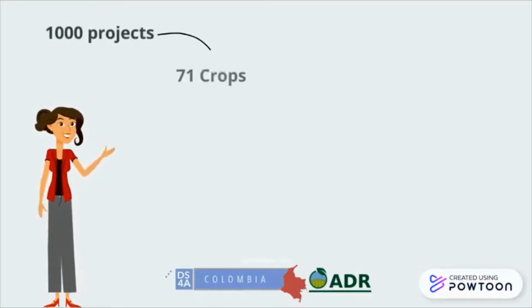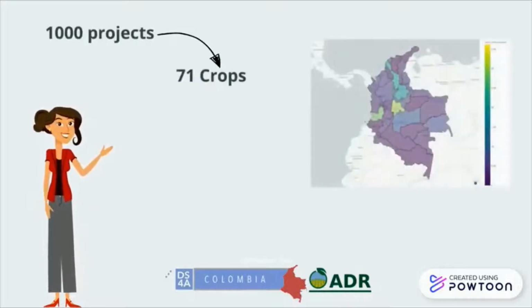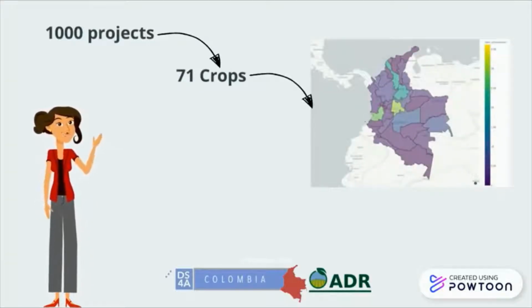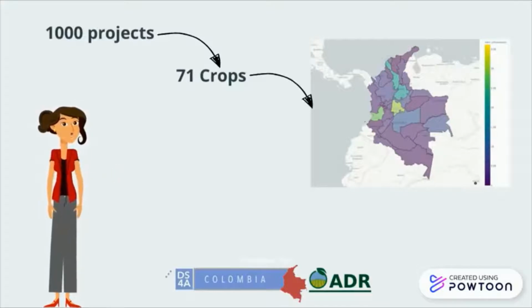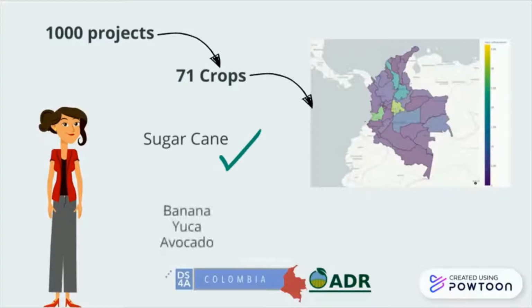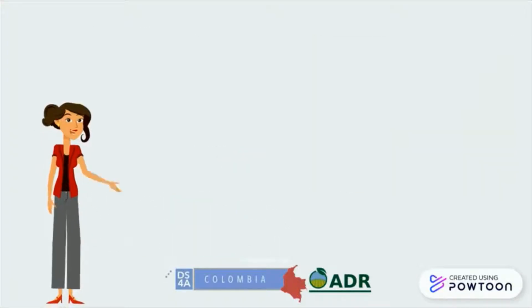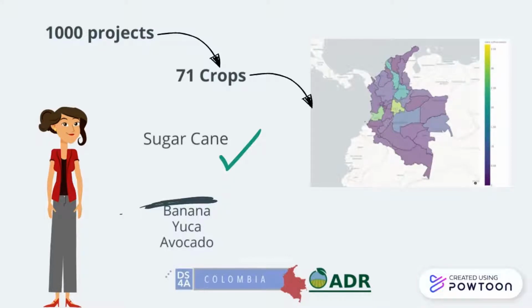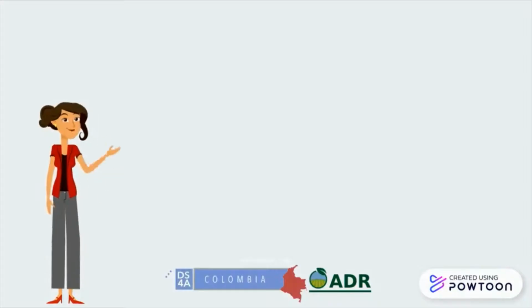Some cool facts about our data is that we know Colombia is known for its coffee, but surprisingly, coffee wasn't in the top charts of our project. We analyzed over 1,000 projects with 71 different crops from all the areas of Colombia, and what we found is that sugarcane is the crop with the highest yield, and that ADR has been financing mostly projects on banana, yuca, and avocado. So in this slide, you definitely have a hint of what ADR should be prioritizing for next year.